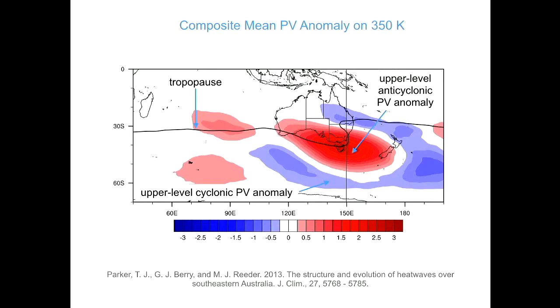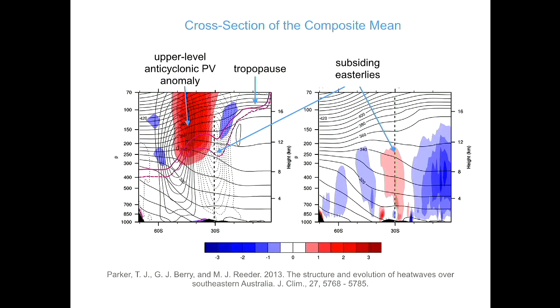And if I take a cross section through that anomaly, the north-south section, what would it look like? Well, a north-south section looks like this, and the left-hand panel is the most important of the two.